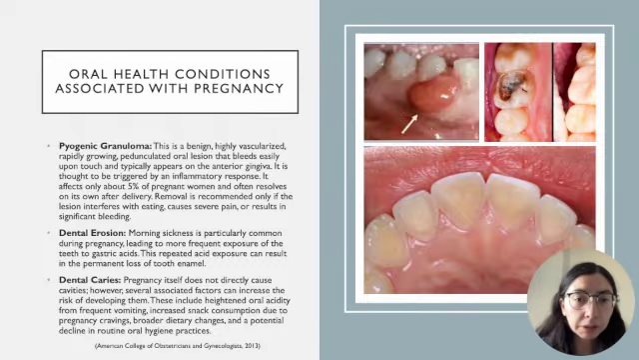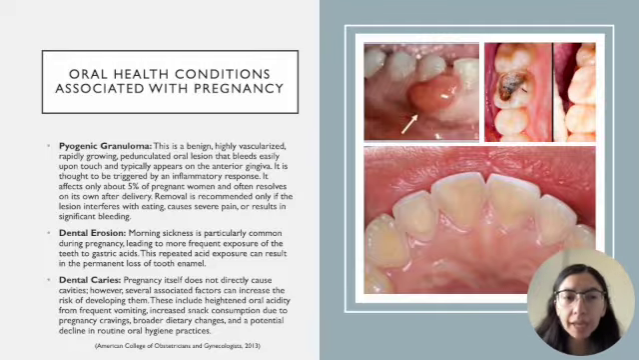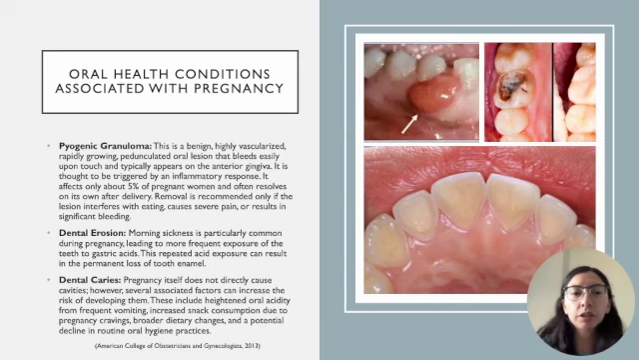Another one is dental erosion, which we can see in the picture at the bottom. Morning sickness is particularly common during pregnancy, leading to more frequent exposure of the teeth to gastric acids. This repeated acid exposure can result in the permanent loss of tooth enamel.